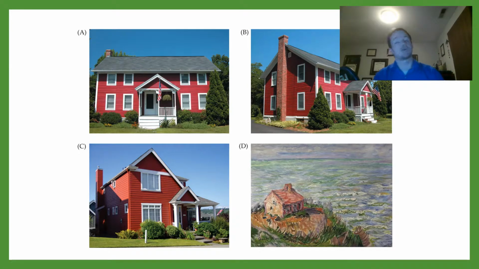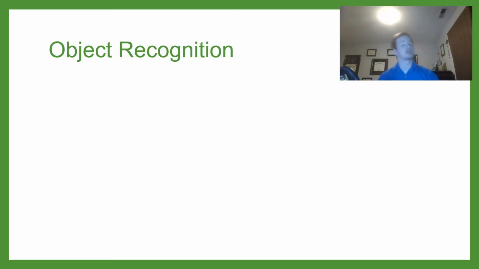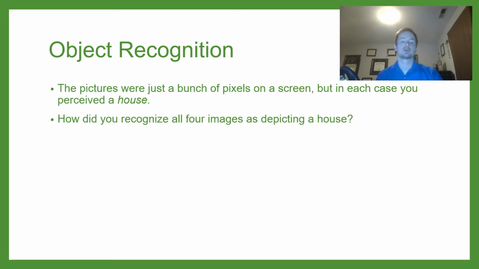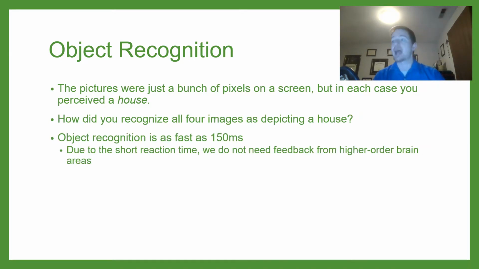This is an example of not only how quickly we can classify and recognize what objects are, but how broad that process is. What we're doing is looking for these common features that all of these different instantiations of this object have. So when we are detecting a house, we're doing this in as little as about 150 milliseconds. Very, very fast. And what that means is that it's so fast that it doesn't even have to recruit the higher order brain areas.